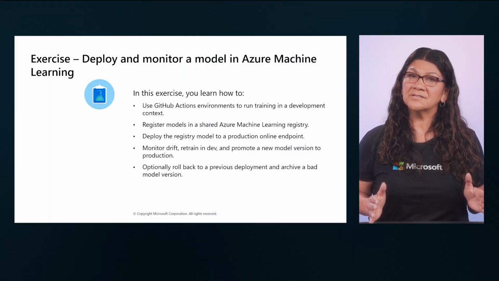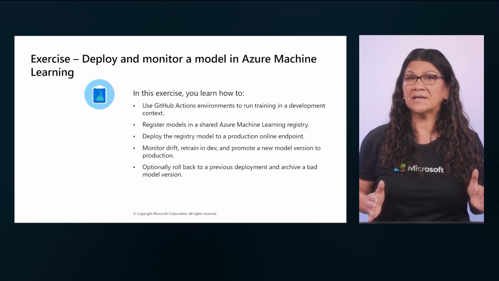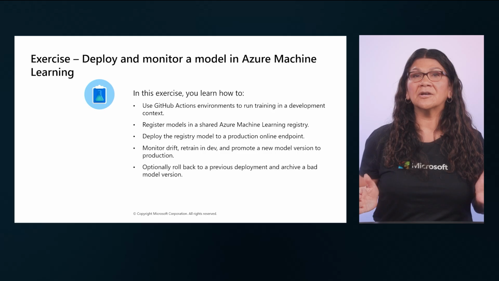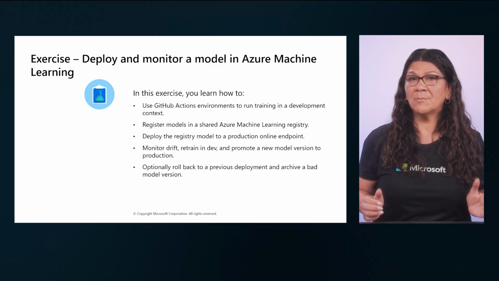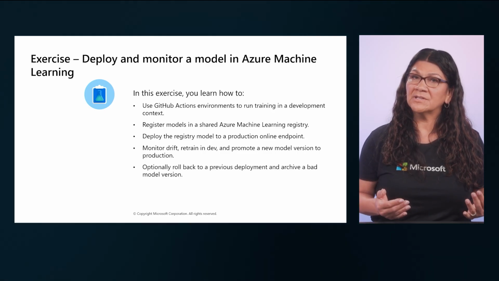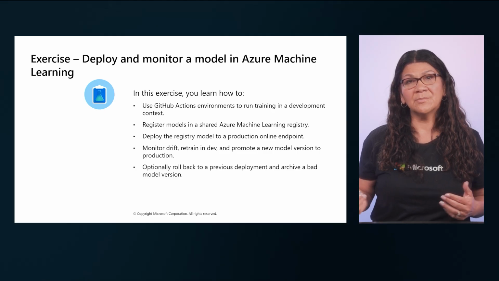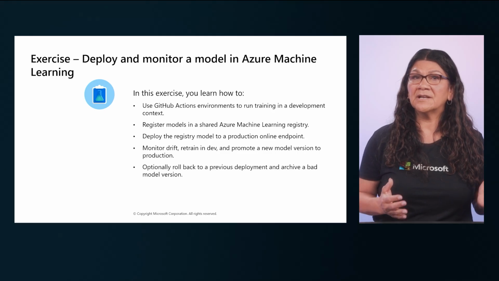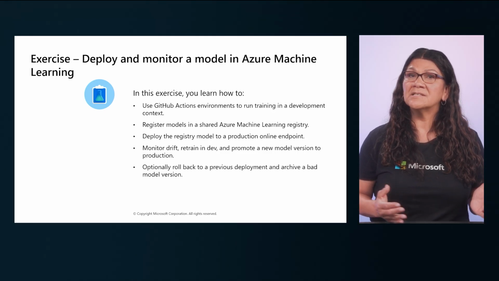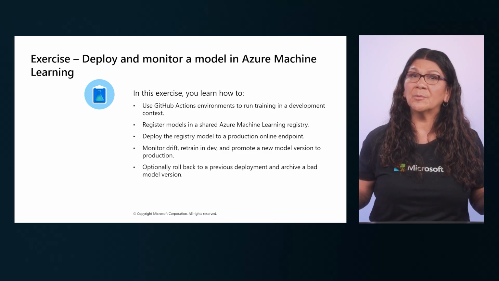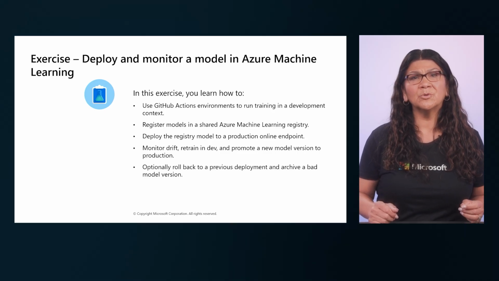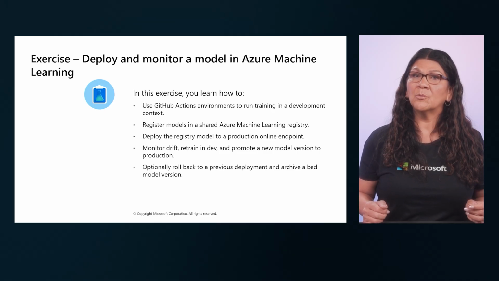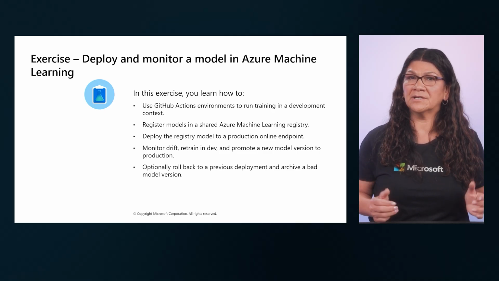This hands-on exercise ties together the complete MLOps story in Azure Machine Learning. You'll walk through the full life cycle of a model, starting in development with GitHub Actions to automate training, then registering the trained model in a shared Azure Machine Learning registry so it's versioned and discoverable by your team. From there, you'll deploy the registered model to a production online endpoint where it can power real-time predictions.